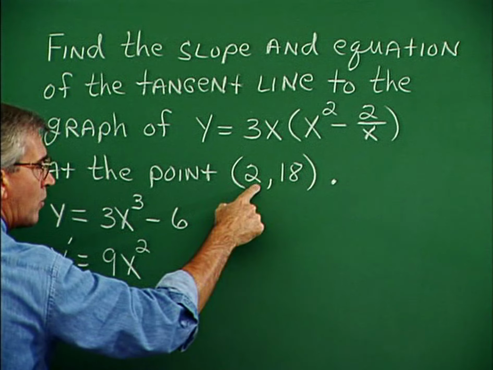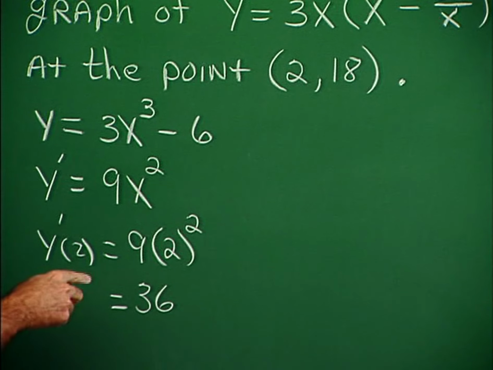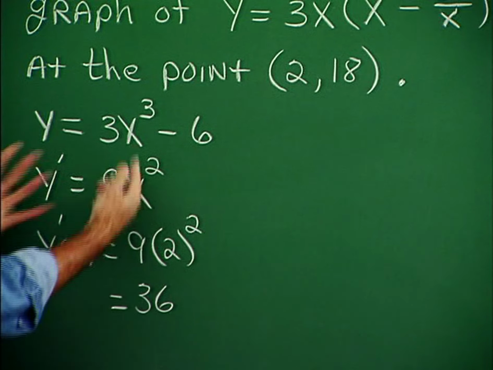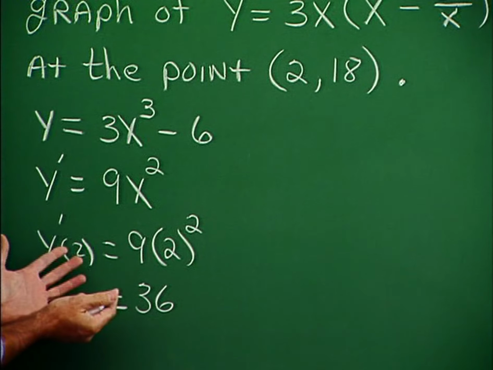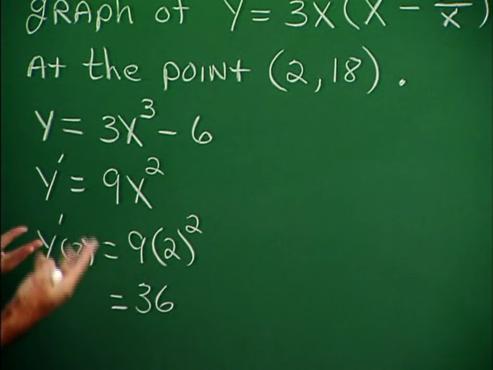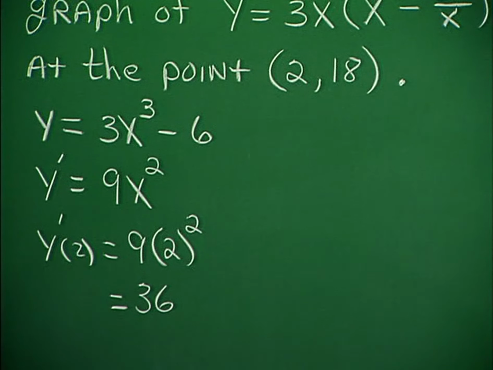So that y prime at the point 2 turns out to be 9 times 2 squared, or 36. So the slope of the tangent line at that point turns out to be 36. And that's all we had. This is all we had to do to calculate that. In the previous section, we had a lot more manipulation to do to calculate the same stuff. Well, what about the equation of the tangent line?